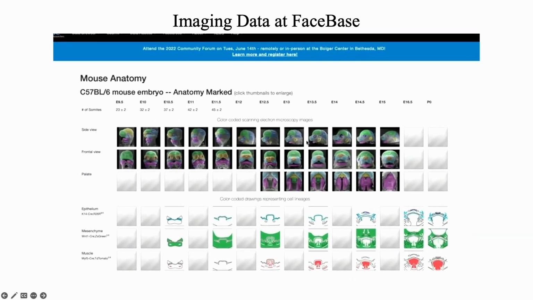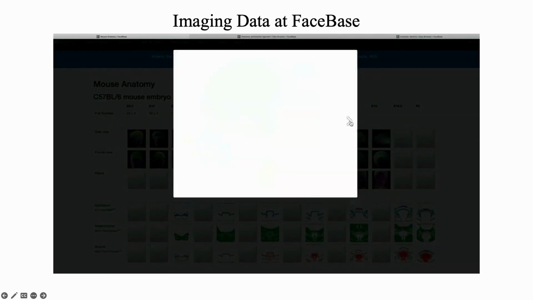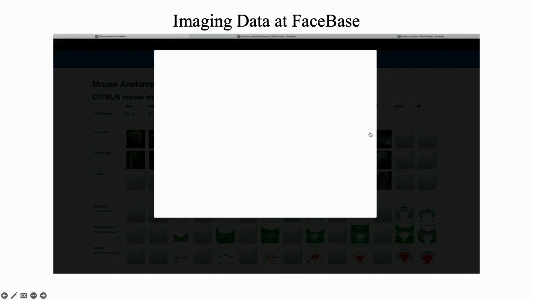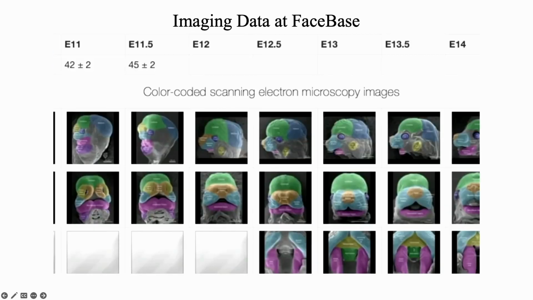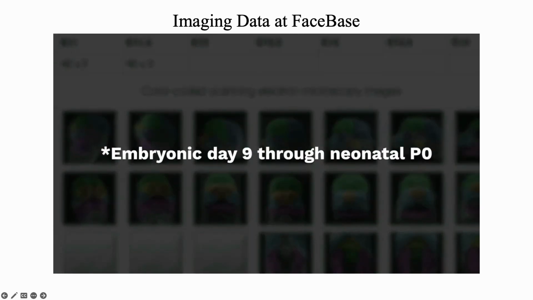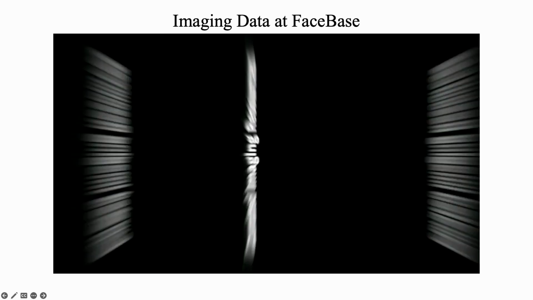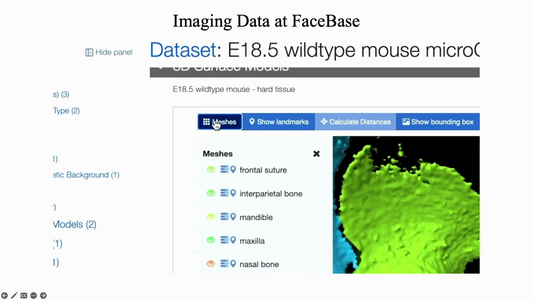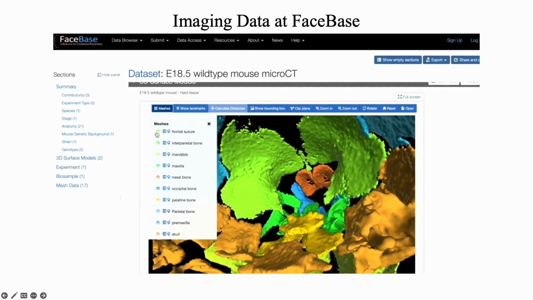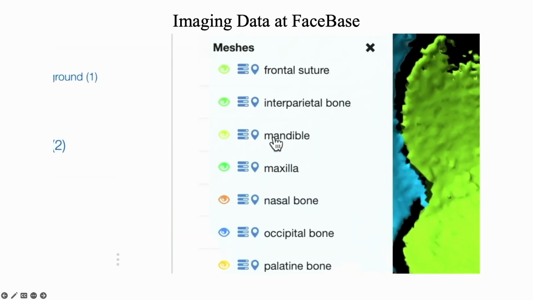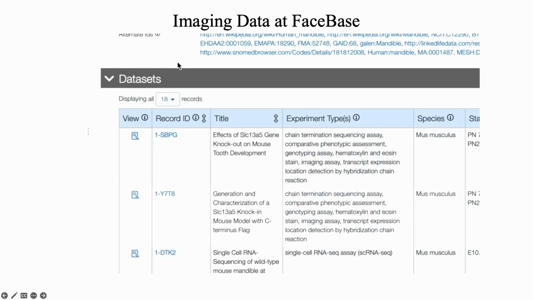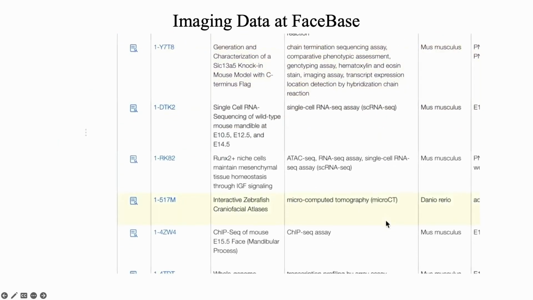The Mouse Anatomy Atlas shows color-coded images and illustrations of craniofacial regions for a wild-type mouse across early stages of development, embryonic day 9 through neonatal P0. The anatomical navigation feature, powered by our Surface Mesh Viewer, allows users to toggle different regions on and off, and click on an anatomical term to see any available related data in FaceBase. Available models at this time include mouse and zebrafish.